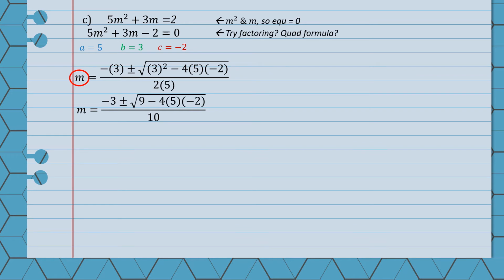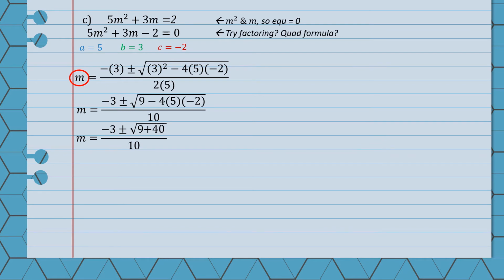So in front we have m equals, and it'd be the opposite of 3, which is -3, plus or minus 3 squared, which we know is 9, minus 4 times 5 times -2, all over 2 times 5, which we know is 10. Now from here we have to take care of the multiplication under the radical. And so -4 times 5 times -2 gives us a positive 40.